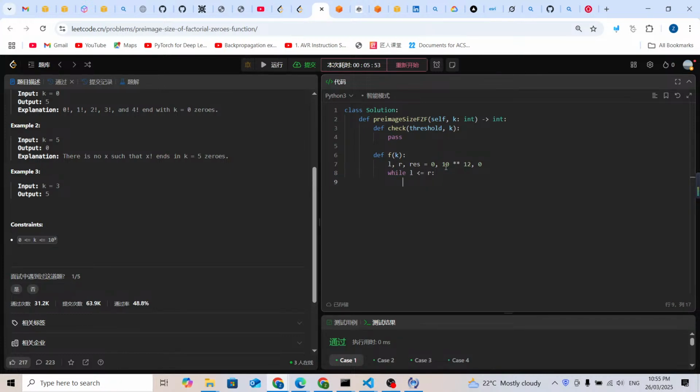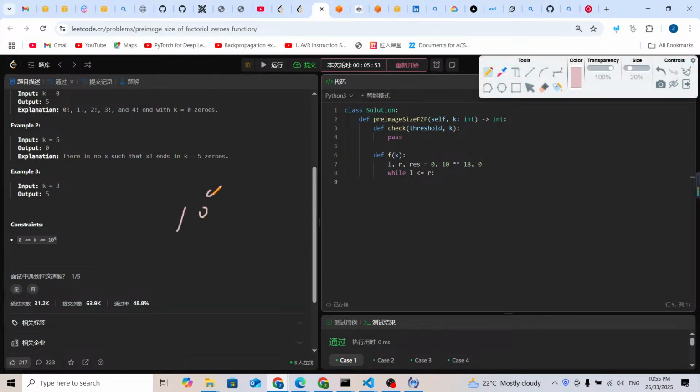So while L is less than or equal to R. If you think, oh, this is too small, maybe I want to try 18, of course you can try. Let's just try 18, 10 to the power of 18. Definitely there are going to be more trillion zeros. Definitely we can find some number which is more than 10 to the power of 9 plus 1.